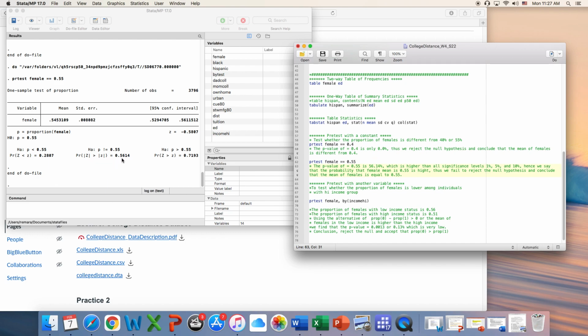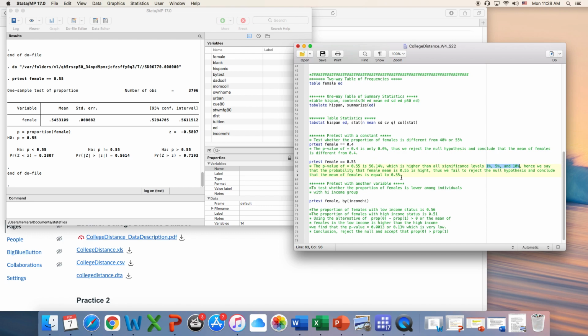You multiply this number times 100. It's 56.14%, which is higher than all significance levels. So you have 1%, 5% significance level, 10%. So the 56 is higher than all conventional significance levels. So it's very high. You can say that there is a high probability that the mean is equal to 0.55. Thus, we fail to reject the null hypothesis and conclude that the mean of female is equal to 0.55.